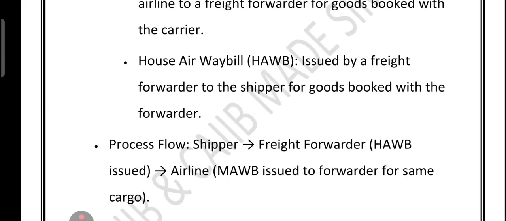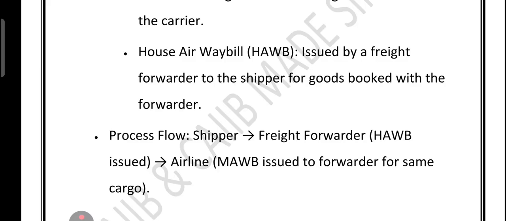So the process works like this: you, the shipper, give goods to the freight forwarder. They give you an HAWB. Then they book the cargo with the airline. The airline issues a MAWB to the forwarder for the same shipment.